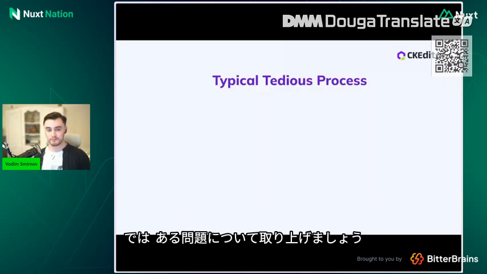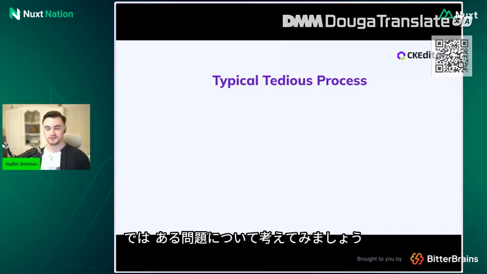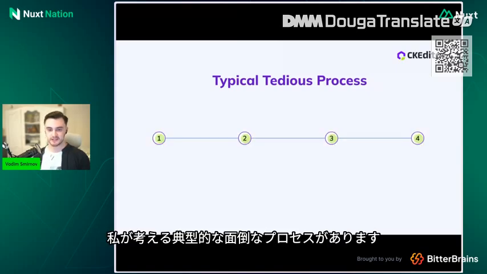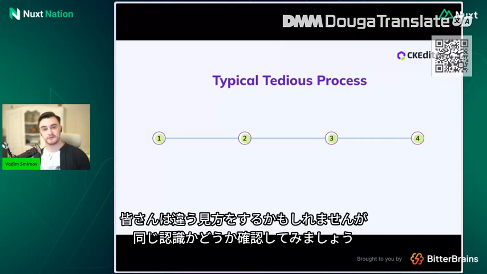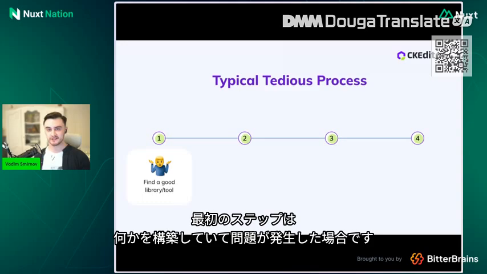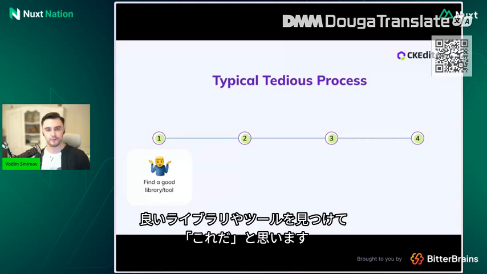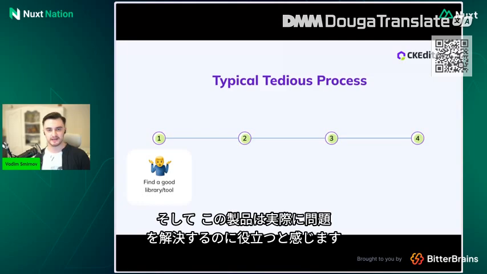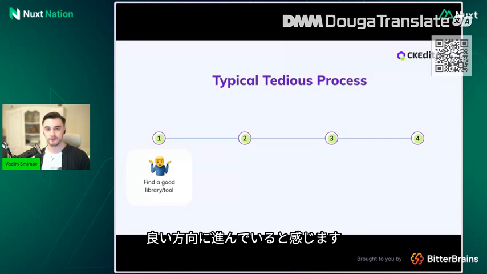But now let's address one problem. Each tool should solve some kind of issue, so let's address one issue. There is a typical tedious process, as I see it. At least I see it as a tedious process. Maybe you will see it differently, but let's check if we're on the same page. For me personally, this process consists of 4 steps. The first step is you're building something and you have some kind of issue or you need to implement a certain feature, and you find a good library or tool and you feel like, okay, this is it. I love that, and I feel like this product can actually help me overcome the issue or implement a specific feature. So you feel like you're on a good track.